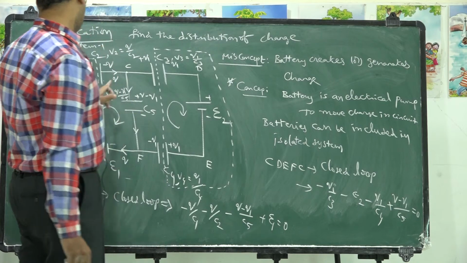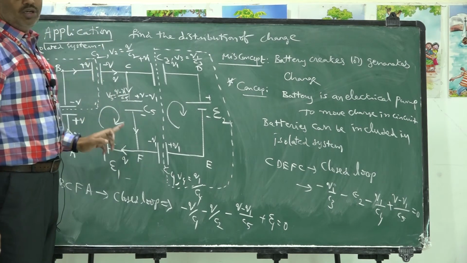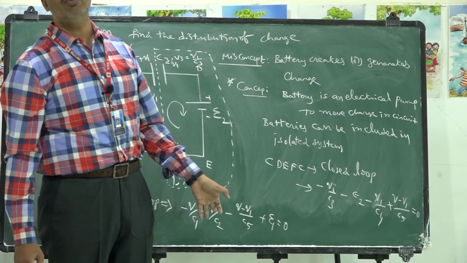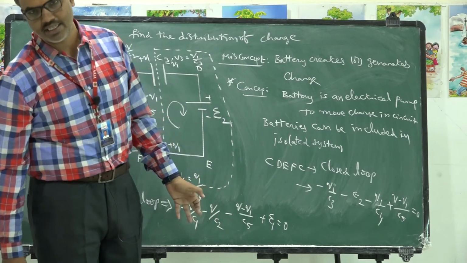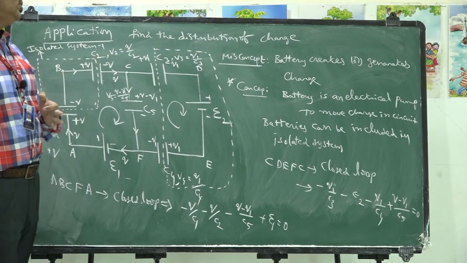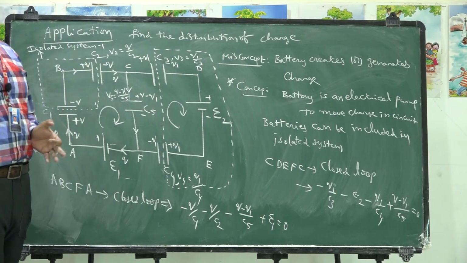Two variables are there. What are the two variables? Q, Q1. To solve two variables, two equations are sufficient. By solving the equations, you will get the required result. I hope you understood the Kirchhoff laws, how they are useful to do the circuit analysis.